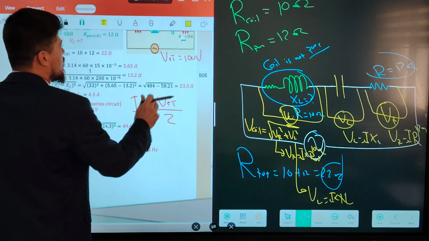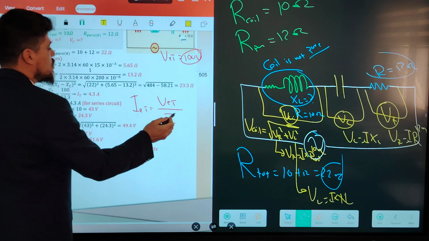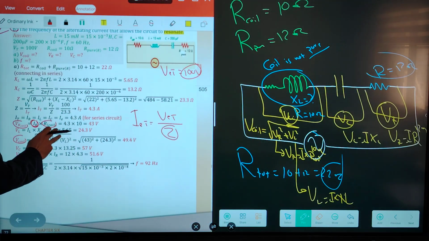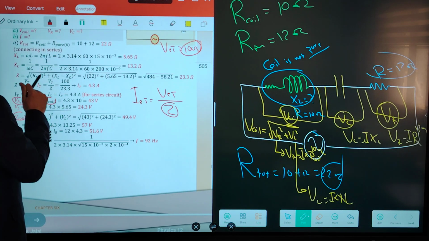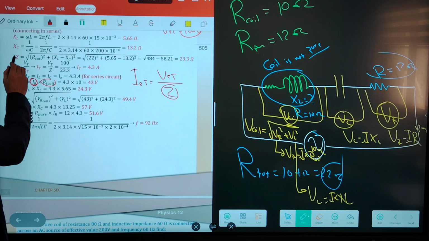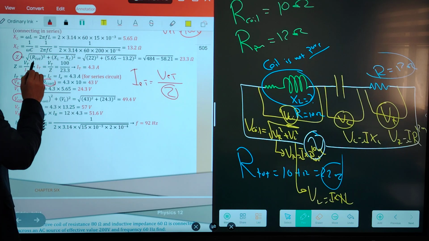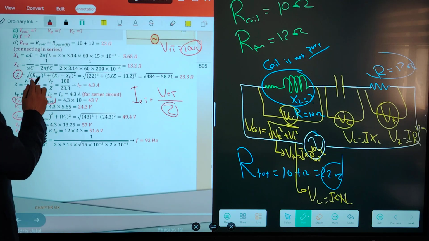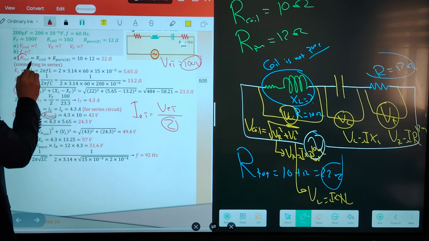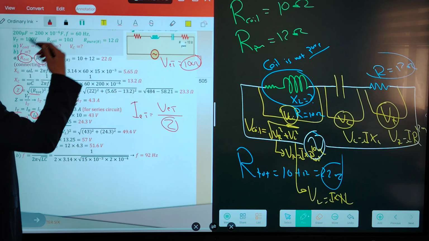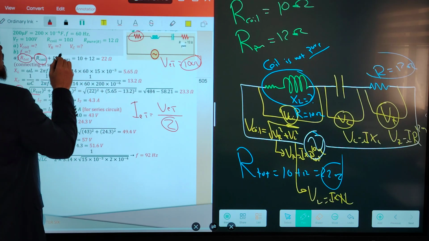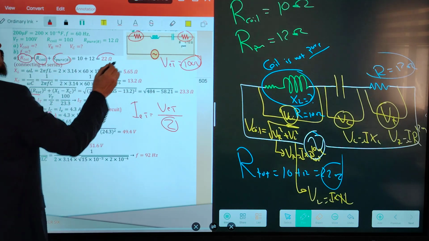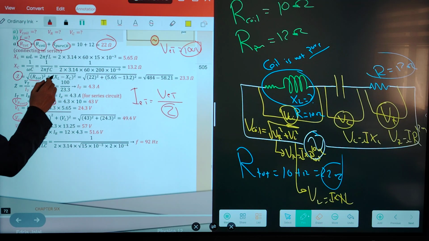Do we have VE total? Yes. 100 volt. Do we have total impedance? No, we don't have total impedance, guys. How can we determine total impedance? The total impedance is equal to the square root of R total squared plus XL minus XC squared. Do we have R total? No, but we can find R total is equal to R of the coil plus R of the pure, which is equal to 22 ohm.